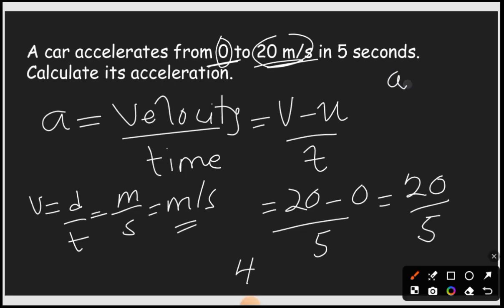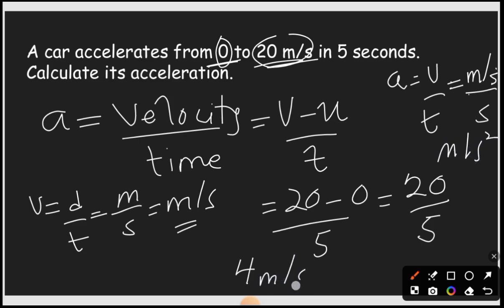And now we are saying that acceleration equals velocity over time. So velocity is what? Meter per second. Over unit for time, which is what? Second. So it looks like meter per second per second. So per second here will be second squared. So we are going to have meter per second squared. So that's the unit for acceleration: meter per second squared.